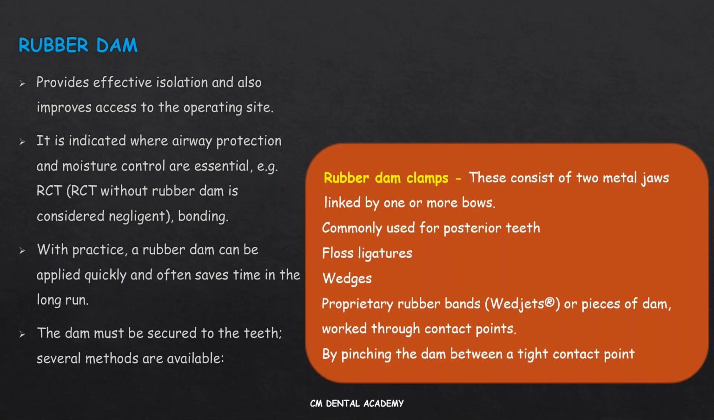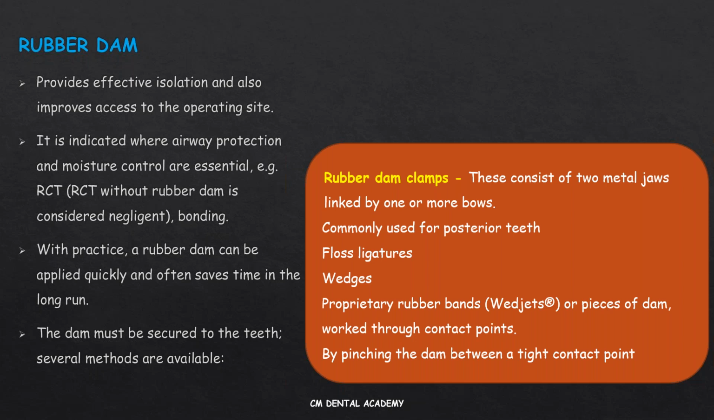So a very important and key role during the treatment procedures is going to be the placement of the rubber dam. One should be thorough with it, and a clinician must be well aware of the advantages. It provides effective isolation and also improves access to the operating site. It is indicated where airway protection and moisture control are essential, for example, during root canal treatment and bonding. With practice, it can be applied quickly and often saves time in the long run.